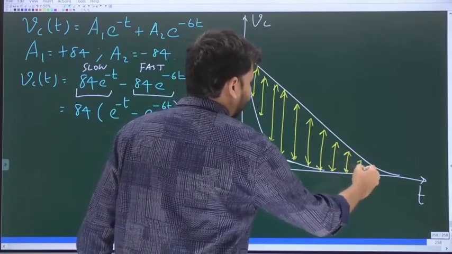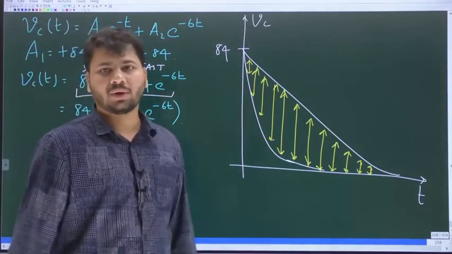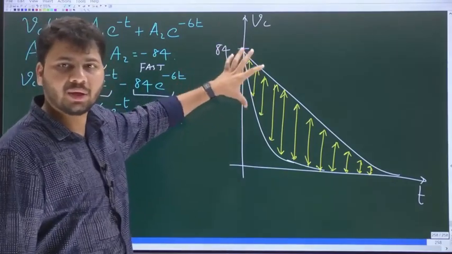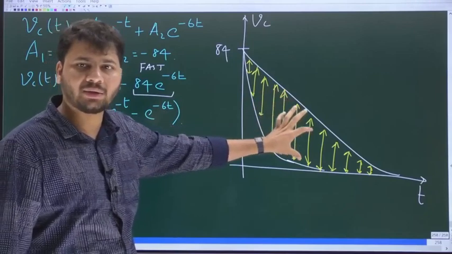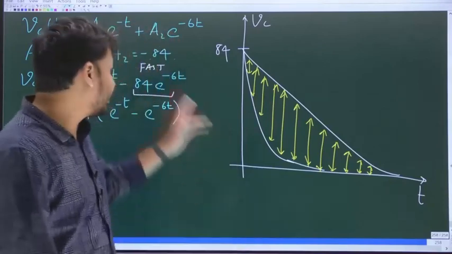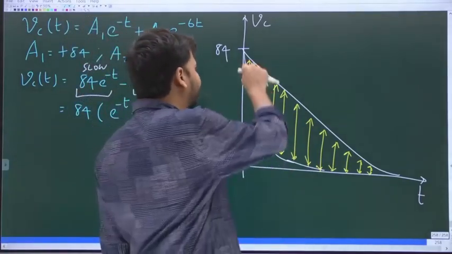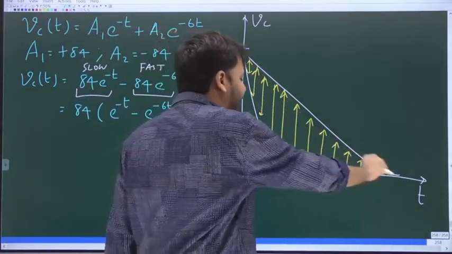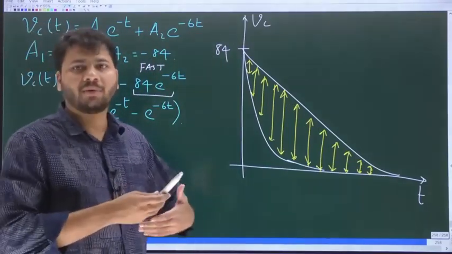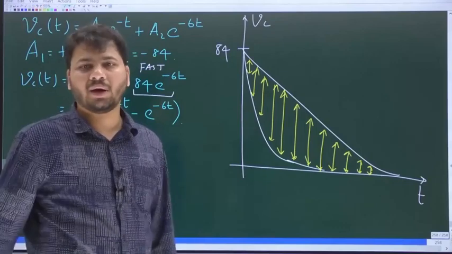So the yellow lines will indicate the difference between the slow decaying exponential and the fast decaying exponential. Initially the difference is 0. Then the difference is increasing. It becomes maximum. Again the difference is decreasing. As time tends to infinity, both will decay to 0, so the difference will also be equal to 0. 0 minus 0 is 0. So initially the difference is 0, then it will increase, reach a maximum, then start decreasing and ultimately become 0.